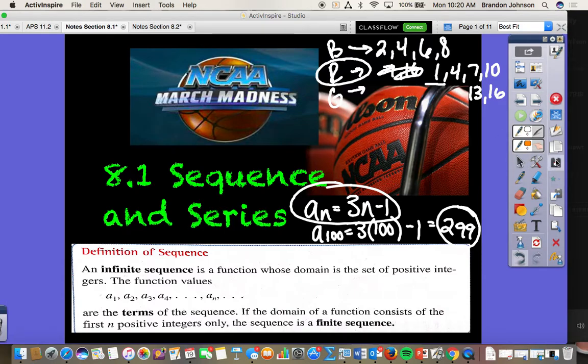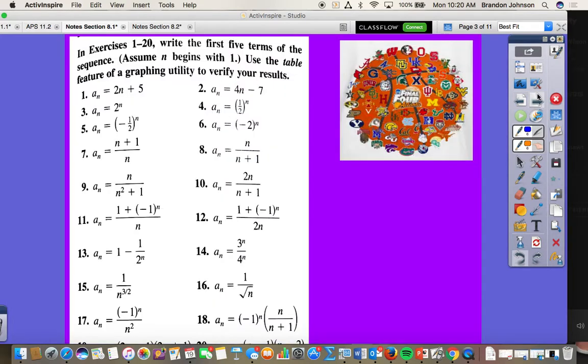When it says write the first 5 terms, do you plug in 100? Great question. If I looked at number 1, where I said, find the first 5 terms of this sequence, we'd attack this by plugging in 1, 2, 3, 4, and 5 for n. So I would say a sub 1, and we're looking at number 1 here, would be equal to 2 times 1 plus 5, which would be equal to what? 7. Good, Jay. That's the first term of that sequence.